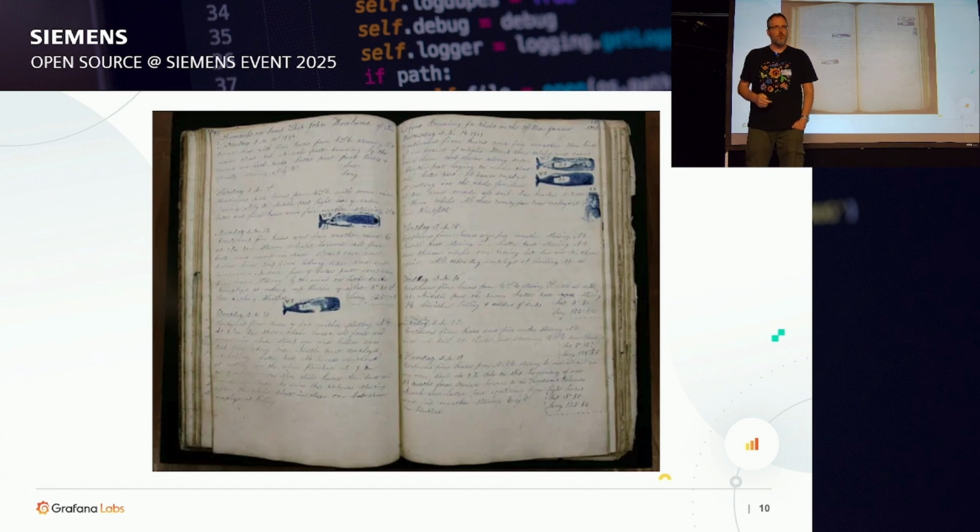This is a log book, the classic example for logs, where they threw the log overboard, they counted the knots, from this they could deduce the speed, from this they could deduce where they are on the high seas, and if you don't know where you are on the high seas, you starve.